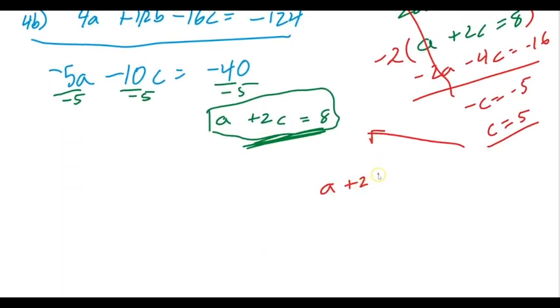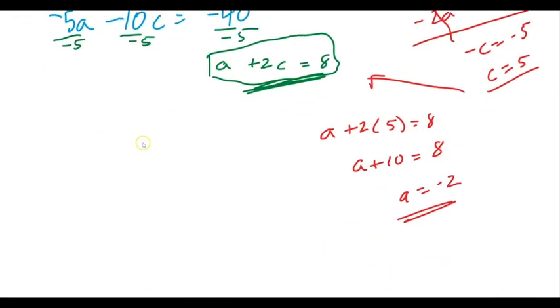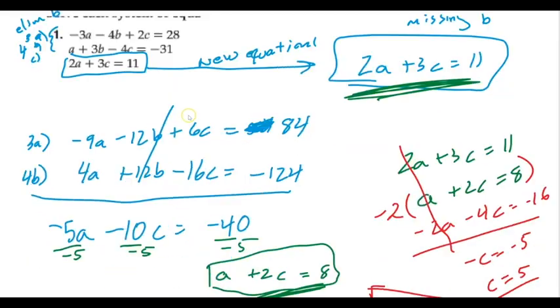A plus 2 times 5 equals 8. A plus 10 equals 8. A equals negative 2. Now I have 2 of them. All I have to do is go back and plug into any one of the original ones to find my b. Well, I can't plug into that one because it doesn't have a b, but I'll use the middle one. So I'm going to plug it back into this equation: a plus 3b minus 4c equals negative 31.